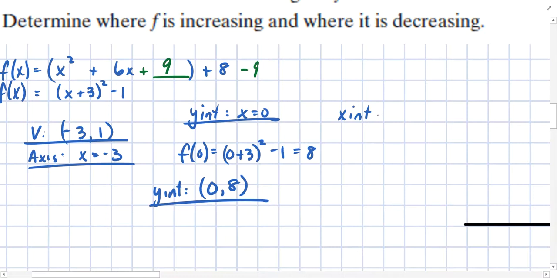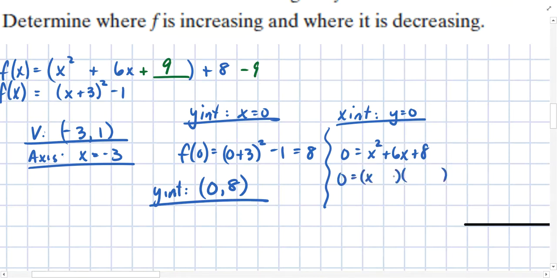x-intercepts. Well, x-intercepts occur when y is equal to 0, and f of x is just another notation for y. So when we set the entire equation equal to 0, we've got 0 equals x squared plus 6x plus 8. To find those zeros, we tend to factor. And I like x plus 4 and plus 2. That means that at x equals negative 4 and at x equals negative 2, the function would be 0. So we can say that our x-intercepts are at negative 4, 0, and negative 2, 0.